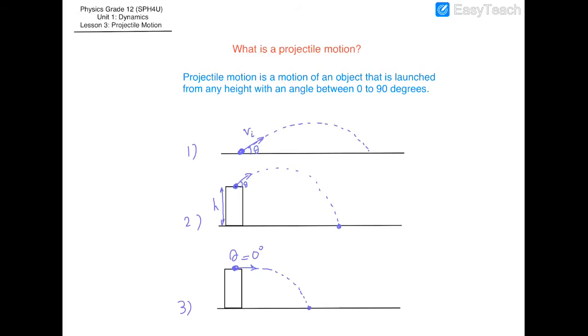If you are launching from a height, you can have an angle of 0, which is called the horizontal launch. But of course, on the ground, we don't want to launch from 0 degrees. It doesn't make sense. Can I have 90 degrees for theta? Yes, but that's the previous lesson, the vertical motion. So in this case, we don't want to discuss the 90 degree one.